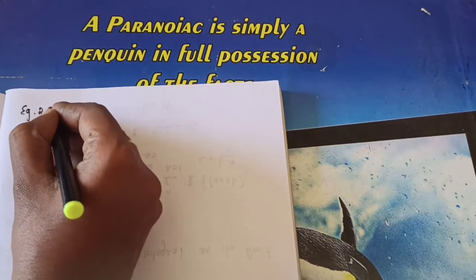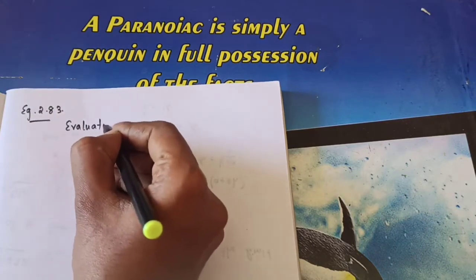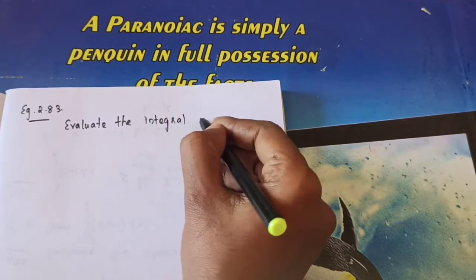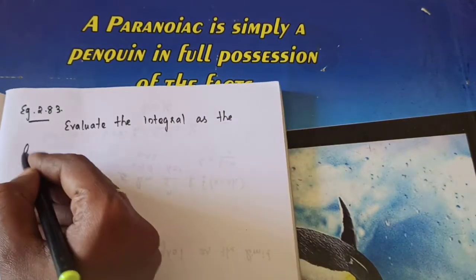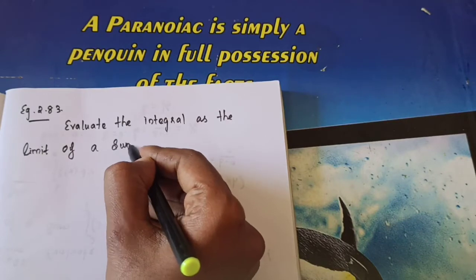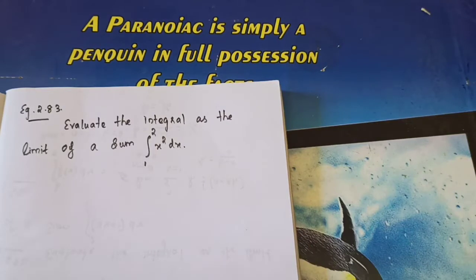Example 2.83. Evaluate the integral as the limit of a sum. Integral 1 to 2 x square dx. Evaluate the integral as a limit of a sum, integral 1 to 2 x square dx. So this is the only example left in this section. We will complete this, and the second unit will be over.